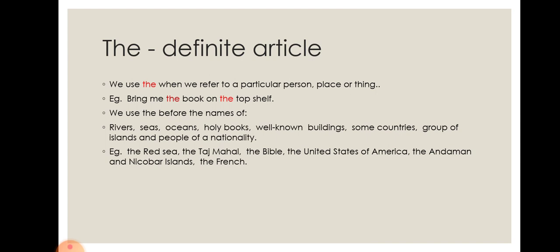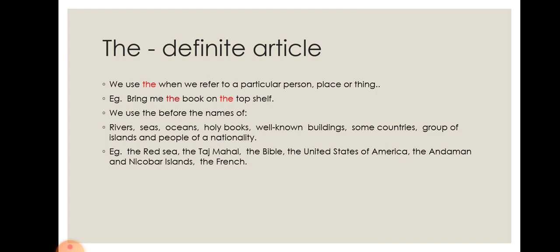But when I tell you, bring me a book, it can be any book. It can be a textbook, a notebook, a rough note, a magazine, a storybook, etc. Many options we will think about, isn't it? But when the person says bring me the book on the top shelf, we get a clear idea. The particular book which is on the top shelf is what the person is asking for. Yes, and there are certain cases where we should use the definite article.